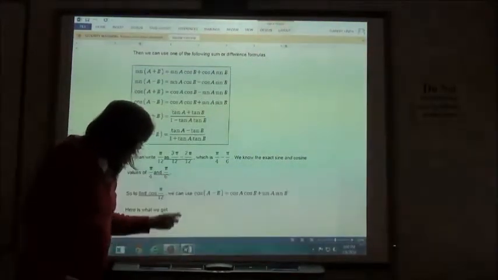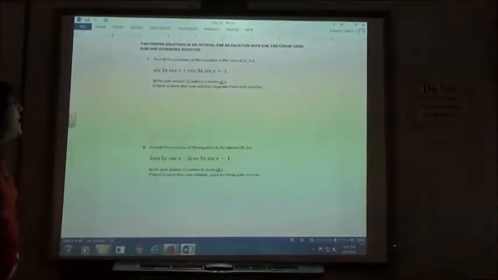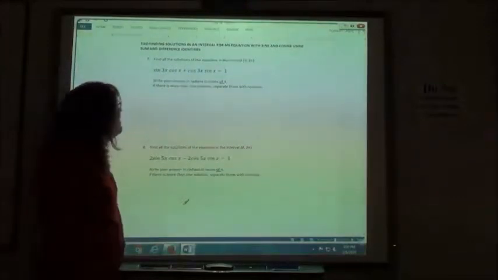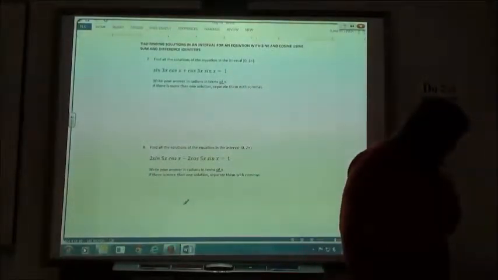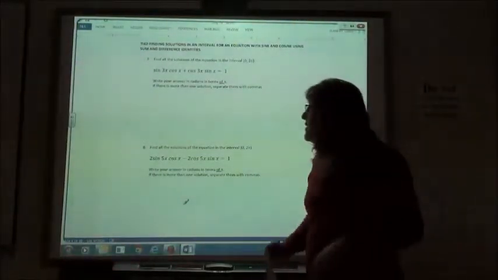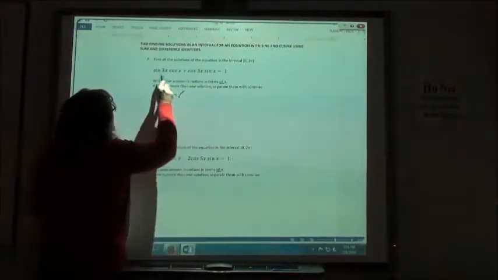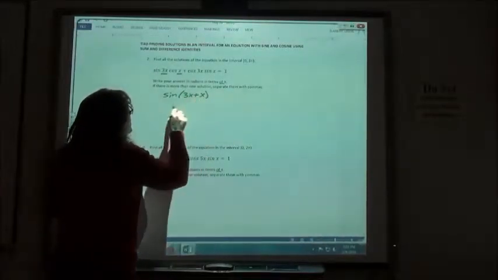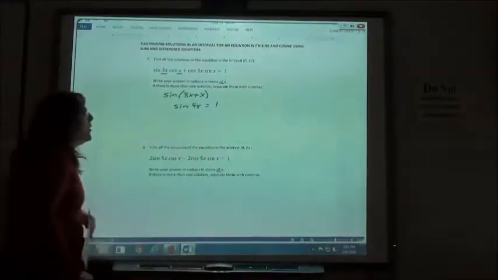going over here, we have the sine of 3x cosine of x plus cosine of 3x sine of x. So sine, cosine, plus cosine, sine. If you look at your sum and difference formulas, that's the sine of a plus b. So I'm going to have the sine of 3x plus x, which is going to be the sine of 4x to equal our 1.